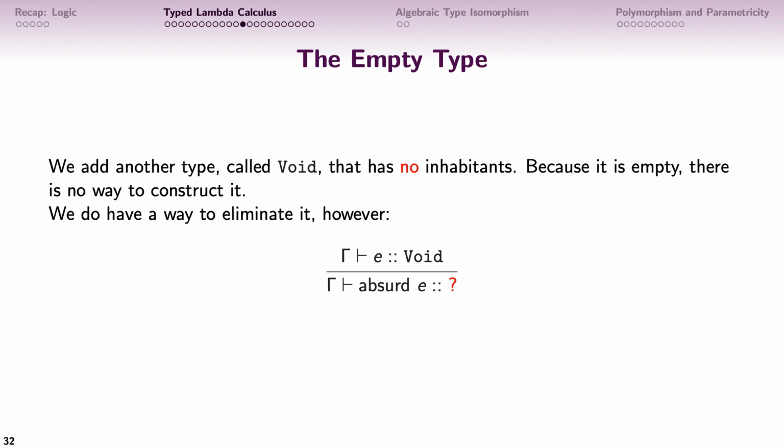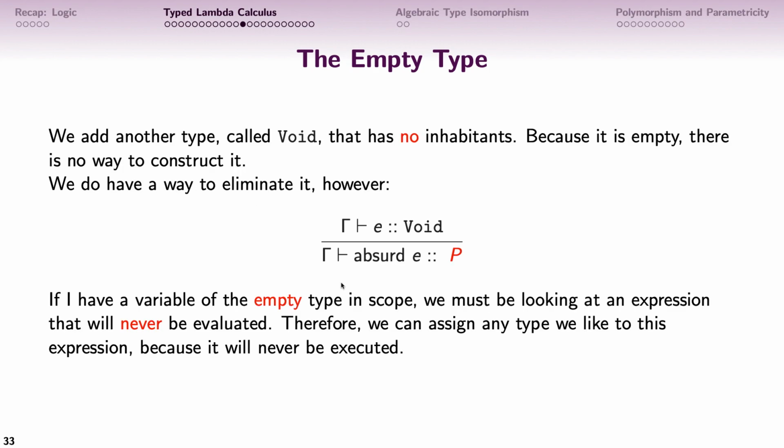But there is an elimination rule that says if E is of type void, then we add this expression absurd E, which doesn't exist in Haskell, but let's just assume that we have some way of doing this, where given an E, we will do something with this value. So what type should this have?